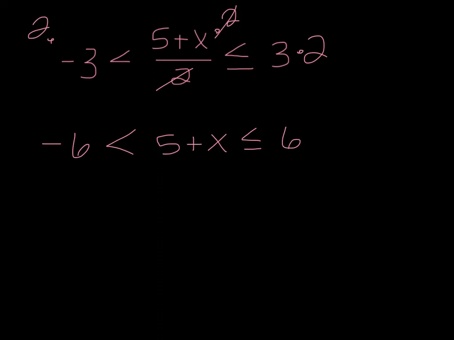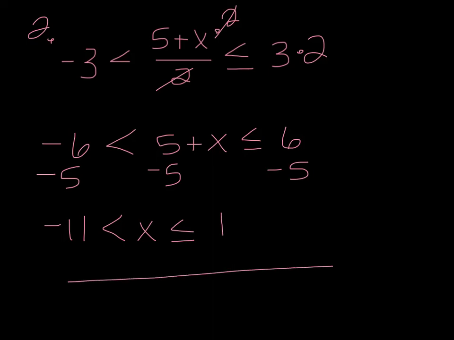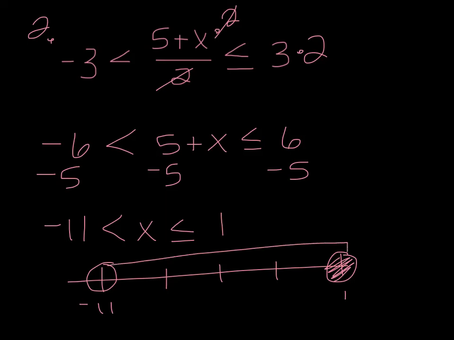Now it's the same as the last problem, so subtract 5. Same thing, do it to both sides. So you get negative 11 and 1. And so your graph, we'll just go 1 and negative 11 here. And so we say x is greater, open circle, and we want a closed circle on 1, and they're going to be connected. Interval notation would be parentheses, negative 11, comma, 1, bracket.